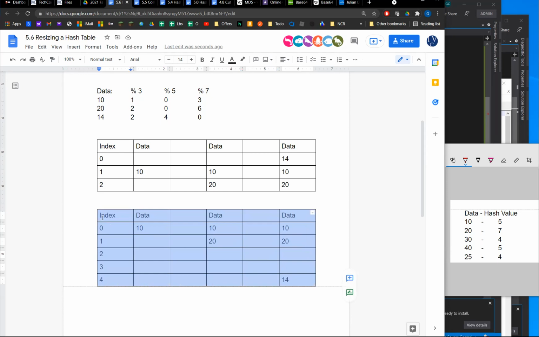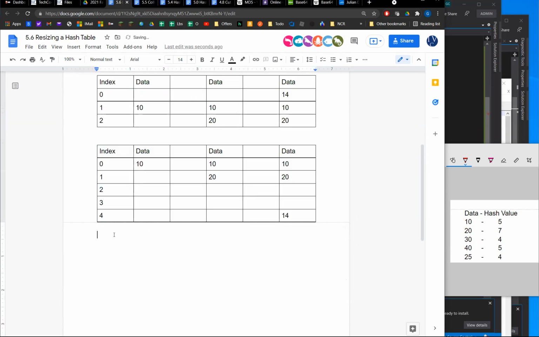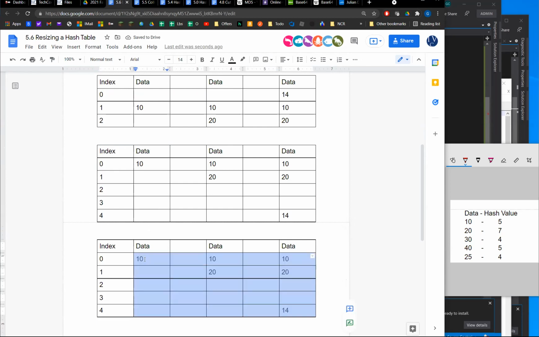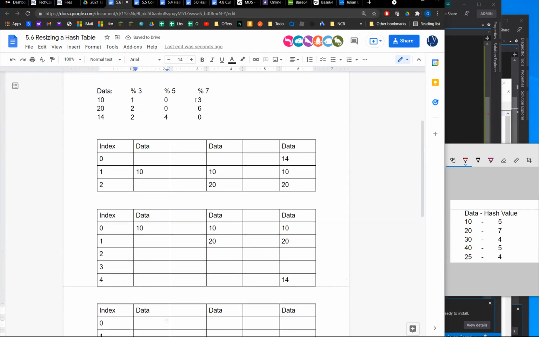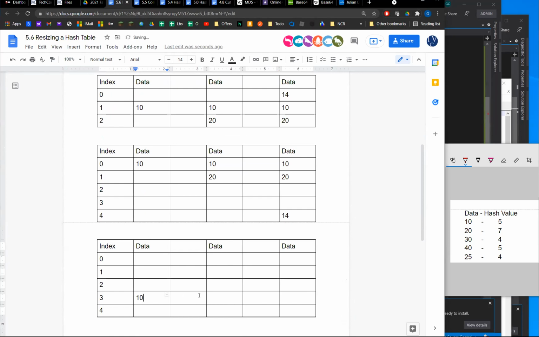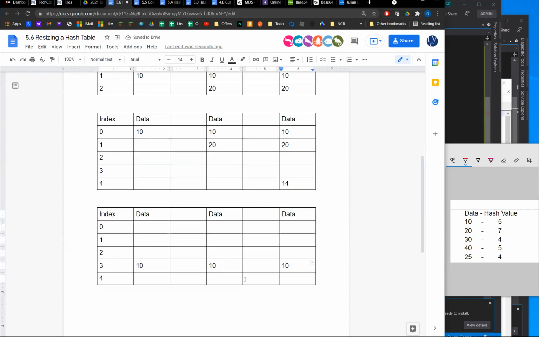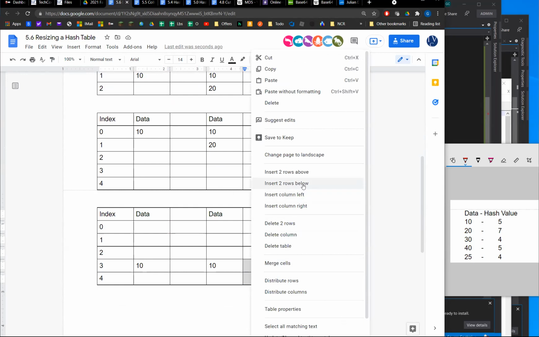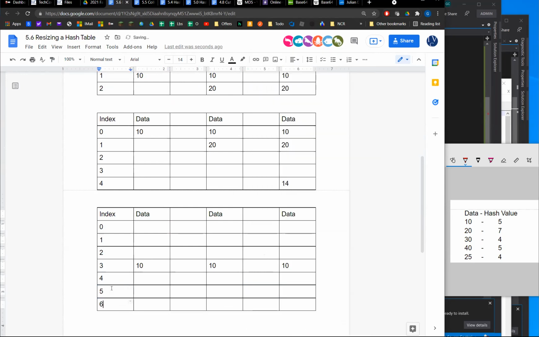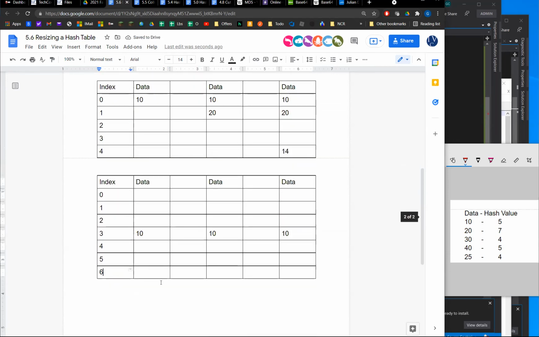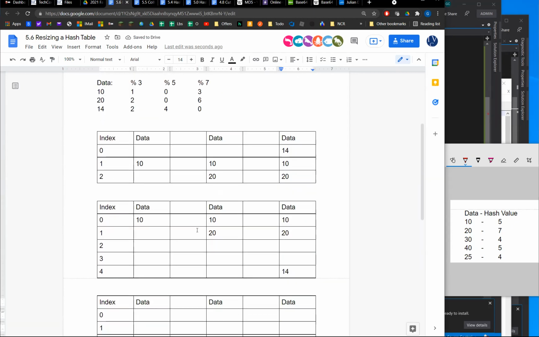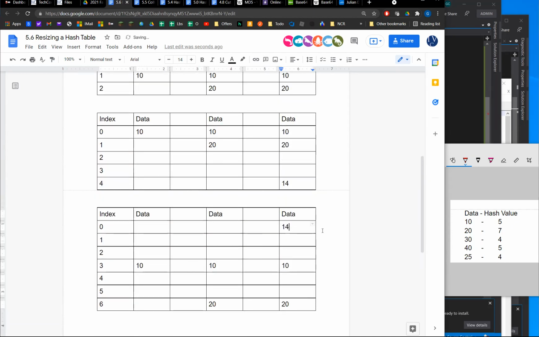And for some reason we decide, okay, we need to resize again. Same story. Gotta start fresh. 10 goes to 3. 20 goes to 6. Guess I should add my rows. That would help a little bit. 20 goes along to row 6, and then 14 goes to 0. And at much lower load factors, the probability of a collision diminishes as well.